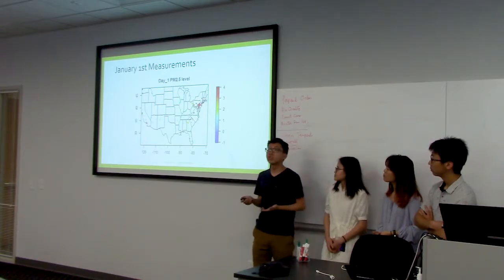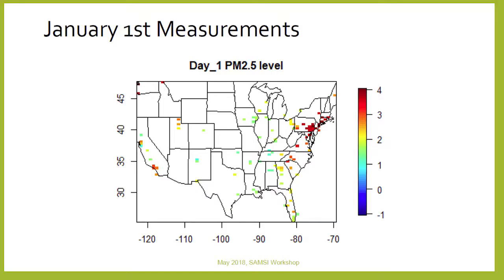And we were provided CMAQ models for January 1st and August 1st. And here are the January 1st measurements of the monitoring stations with their respective PMs taken on a natural log scale.